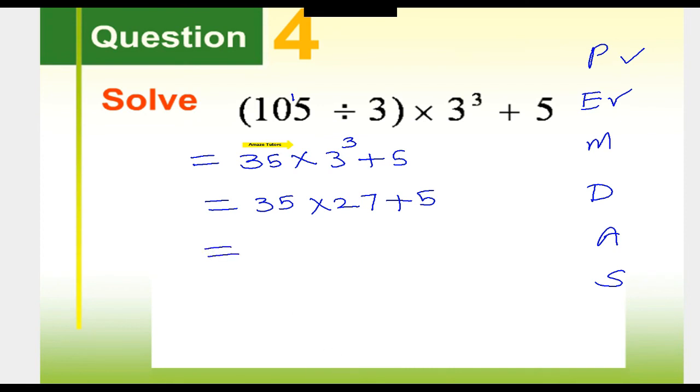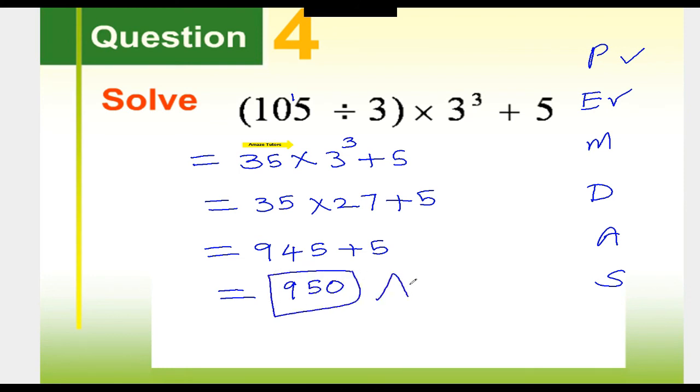Now what next? Obviously multiplication. 35 times 27, giving us 945. Now the final operation, the final step, adding 945 plus 5, 950. That's all. So this is the final answer for this particular question.